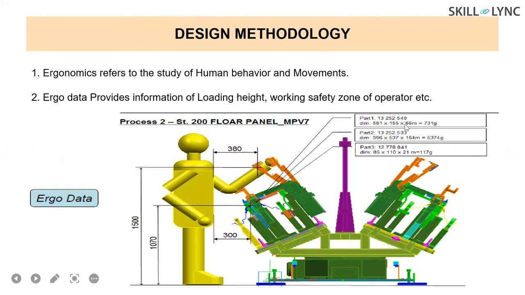We'll have different components, so what is the dimension for each component? They have mentioned it over here. Ergonomics data will give a detailed idea about the human behavior for the particular component. It needs to be more comfortable for the employee to work with it, which can decrease the product lead time, and we can increase the effectiveness of the worker.